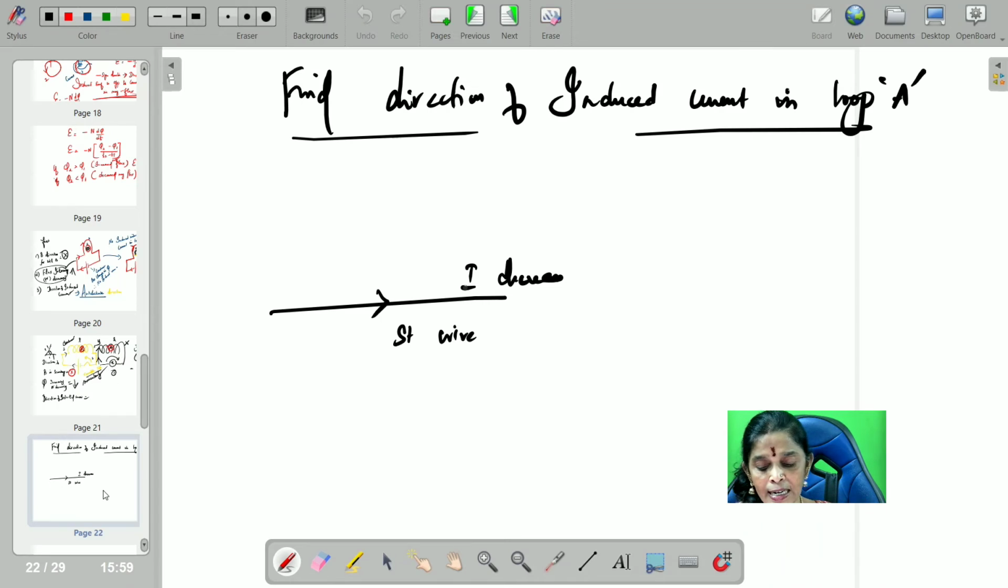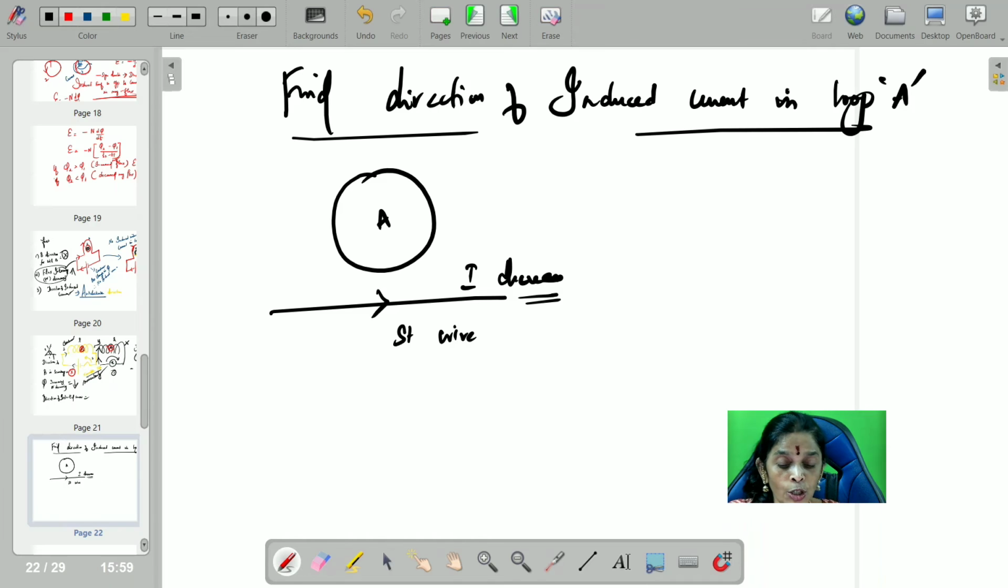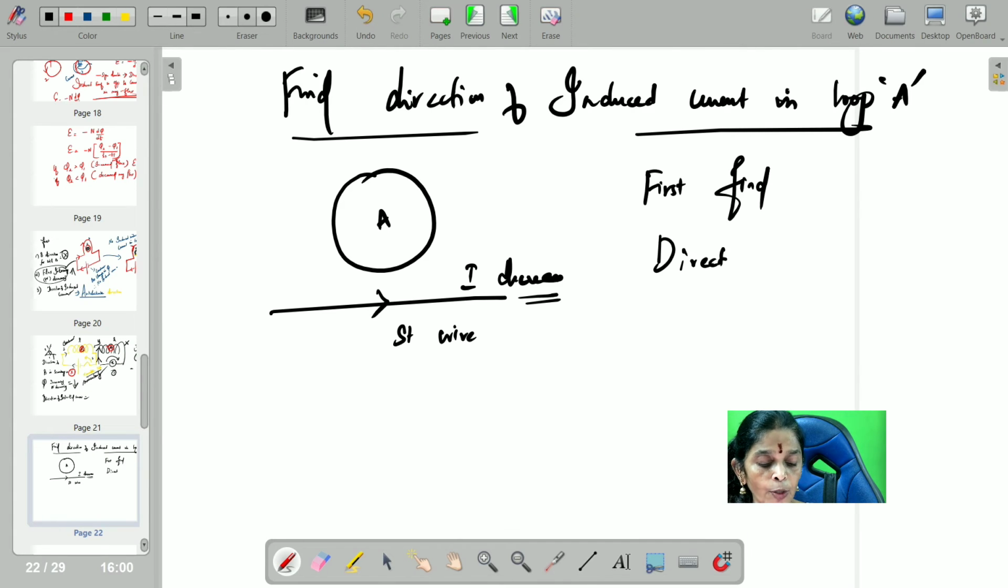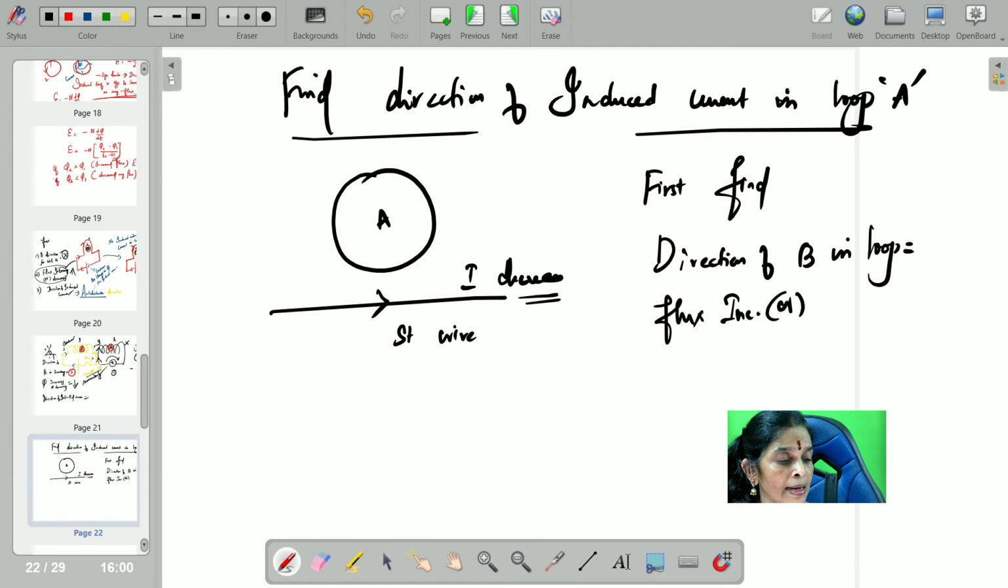Next, quickly, let us see the case where this straight wire current I decreases. This is the loop A. What is the direction? The same procedure: first find the direction of B, the magnetic field direction, in the loop. Next, find whether the flux is increasing or decreasing.